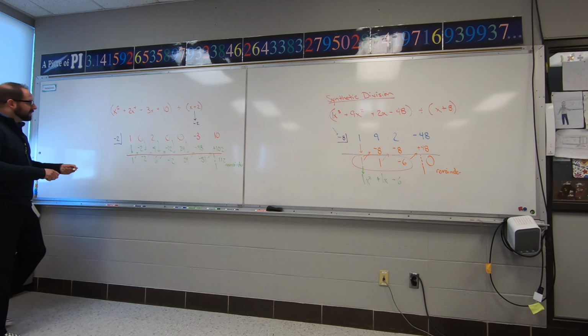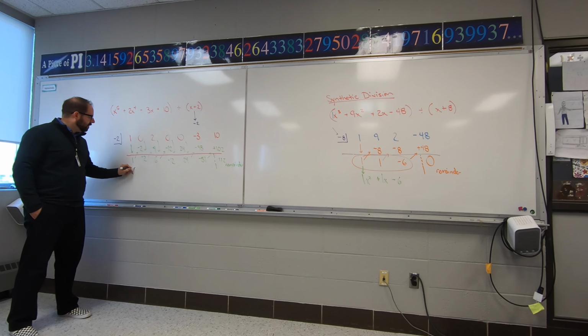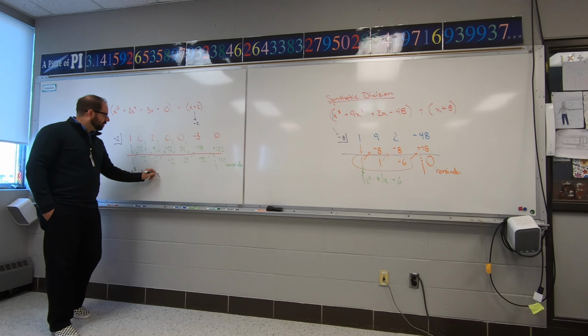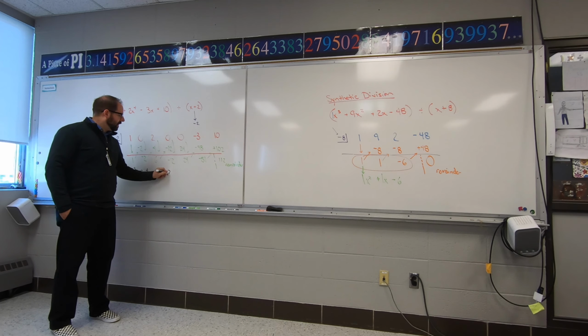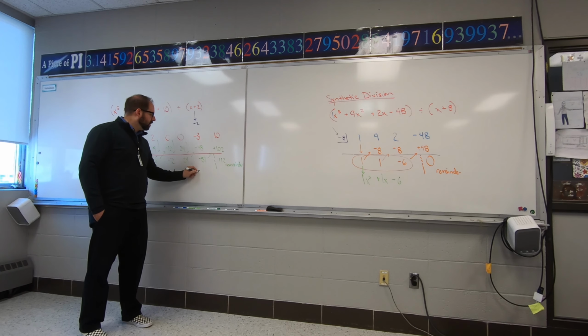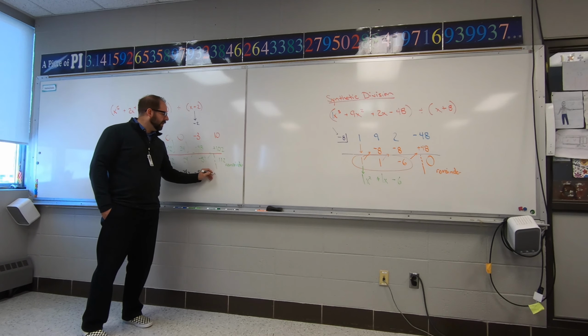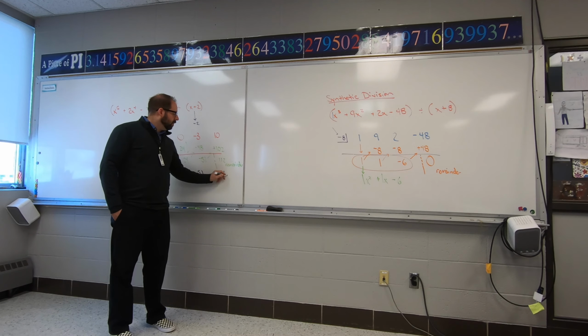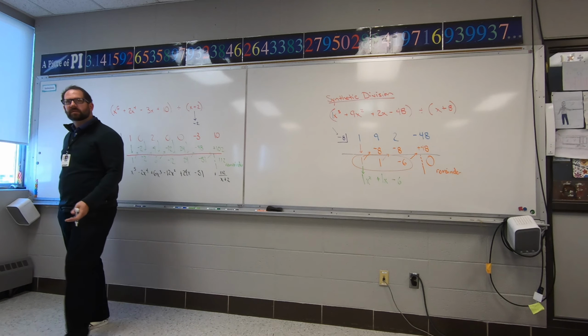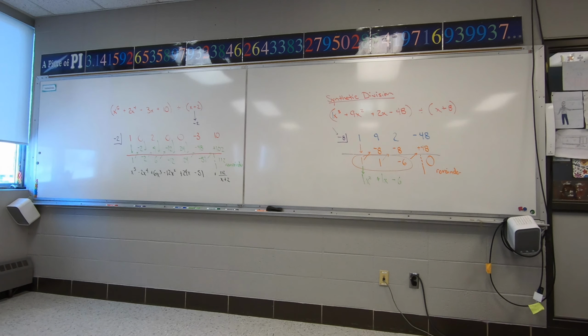But what this represents is x to the 5th, x to the 4th, x to the third, x squared, x, and then the 51 is the constant, and then this is the remainder. The remainder is always over what you divided by. That's how you always write remainders. It's always what you divide by. It's divided by an x plus 2.